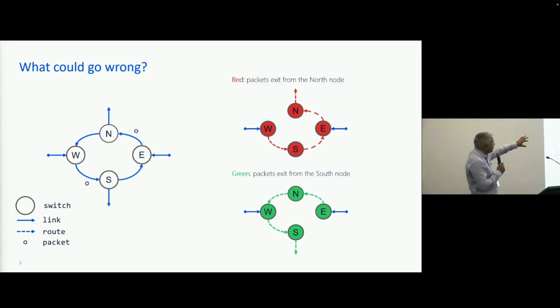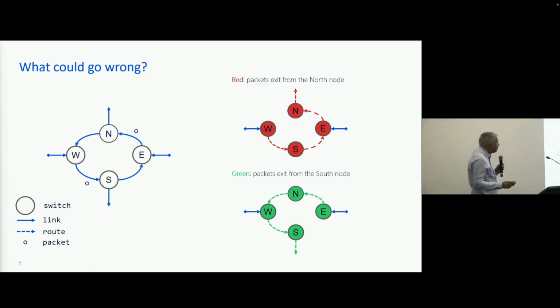There are 4 nodes, north, south, east, west. The blue arrows represent the actual physical links, the little dots represent packets. So you can imagine configuring this in 2 different ways. In the red configuration, all packets that go in are going to exit through the north node. The green configuration is symmetric, but all packets exit through the south node. Right? So the dashed arrows represent the actual forwarding decisions.